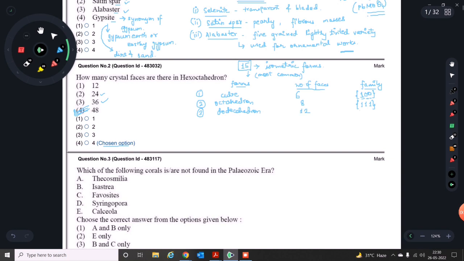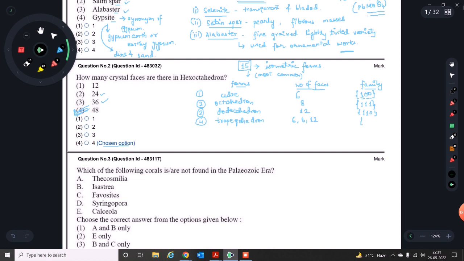Dodecahedron has 12 faces, and this is 110. Then we have trapezohedron, however you can pronounce it, in whatever way. Trapezohedron can have 6, 8, or 12 faces, so any number of faces out of these three.